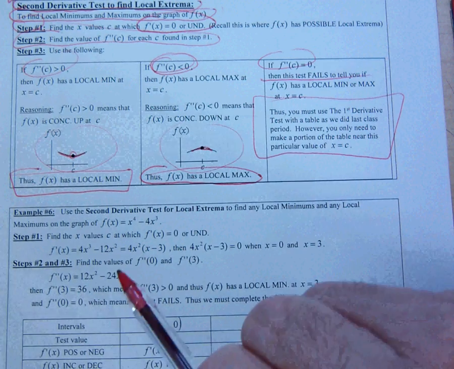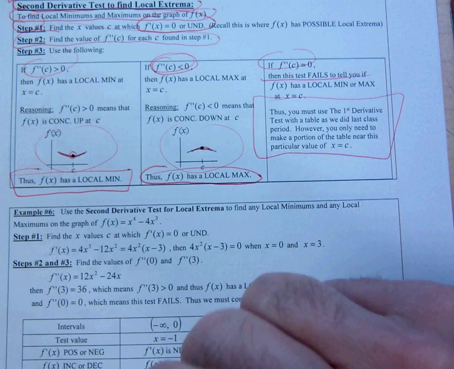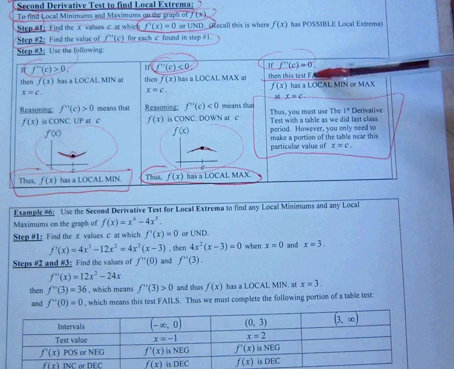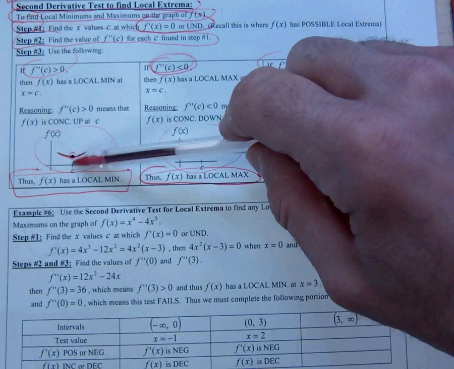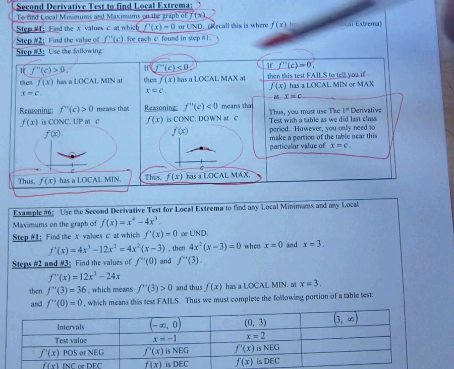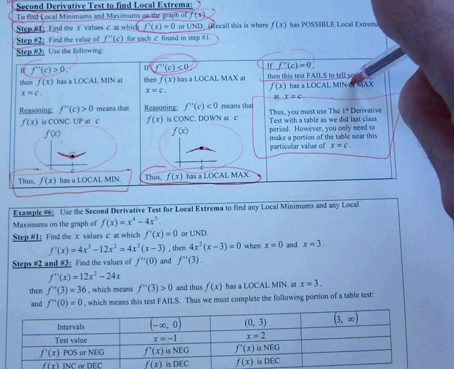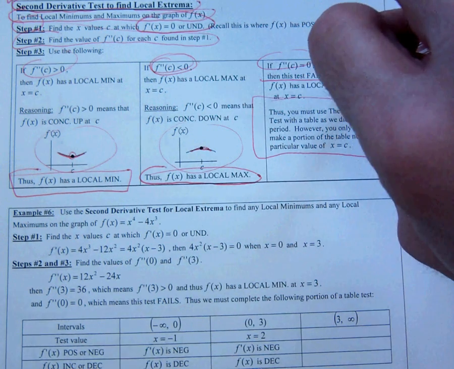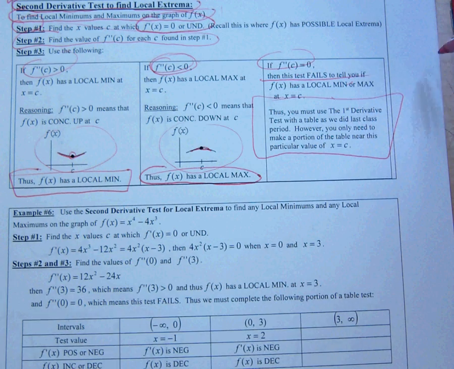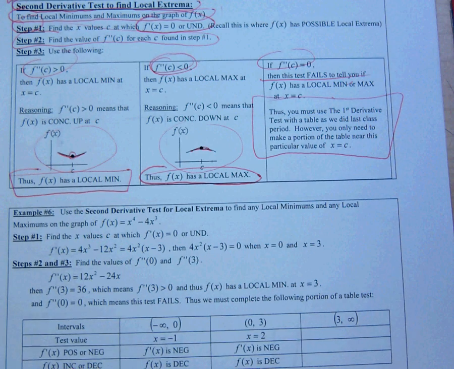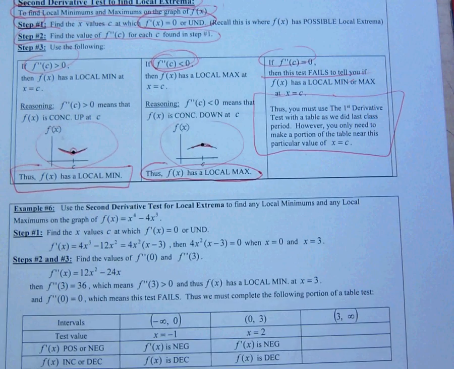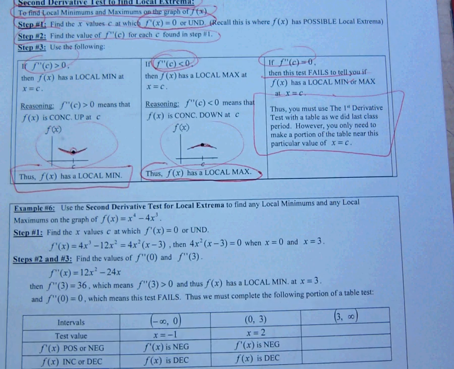Does that make sense? So if the test fails, if you don't get a positive or negative second derivative, then you're back to what we did all of last time, which is making a table to see where the hill and valley is, if there even is a hill or valley at that particular value of c. It is easier when it works. The problem is when it doesn't work, you've got to do the table anyway. Got it?